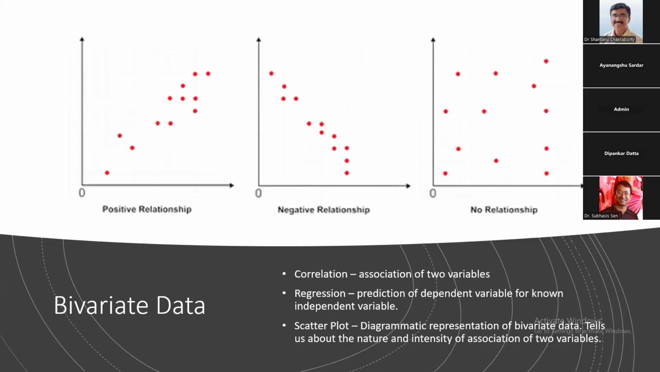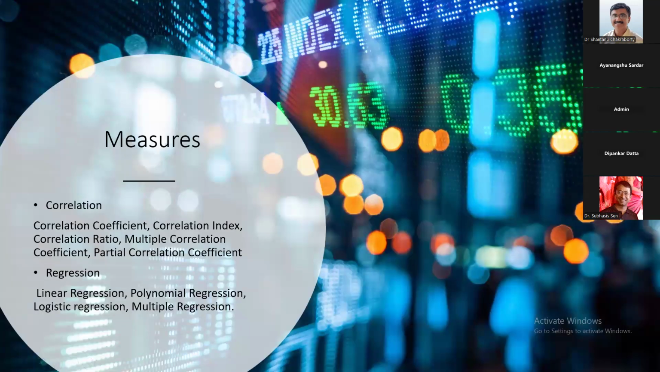Now, this is the bivariate data scatter diagram. You know that when there are two variables, we can say it is bivariate data. And for this, we apply correlation, simple regression, and scatter. And these are the different types of correlation measures: one is called the correlation ratio, multiple correlation, partial correlation. And that's why there are different types of regression: linear regression, polynomial regression, logistic regression, multiple regression, and so on. There are so many regressions.